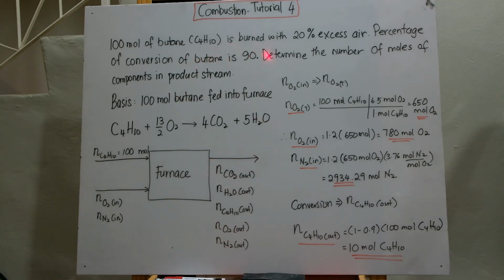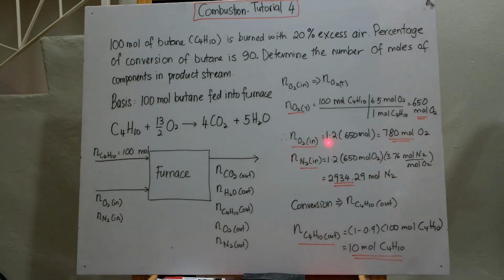To start solving the question, we will start with finding the number of moles of O2 that goes in. To get that, definitely we have to start with the theoretical oxygen. To find theoretical oxygen, we use the number of moles of C4H10, the actual number of moles of butane that goes into the process, times the ratio between O2 used and C4H10 used from the reaction. So we'll get the theoretical oxygen in this process, which is 650 mole of O2.